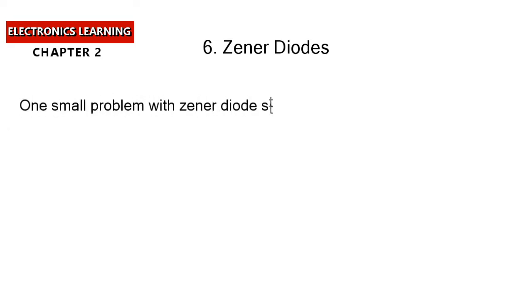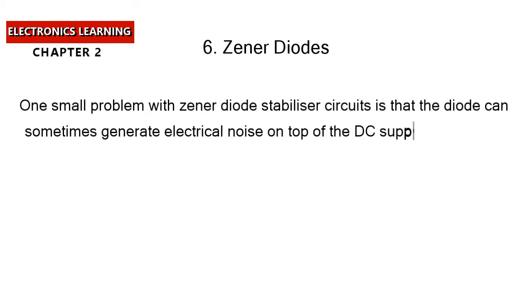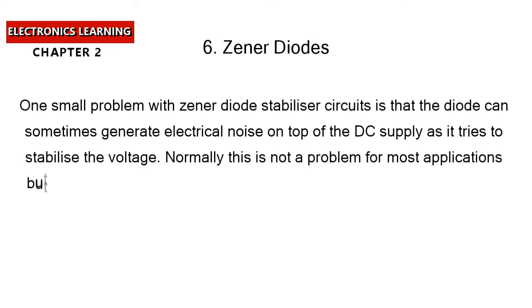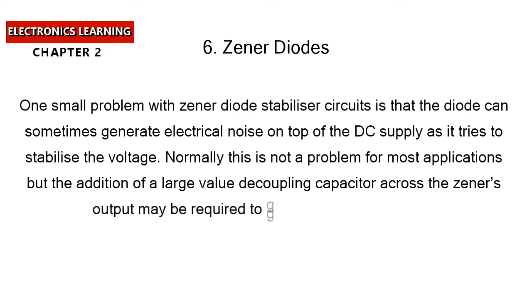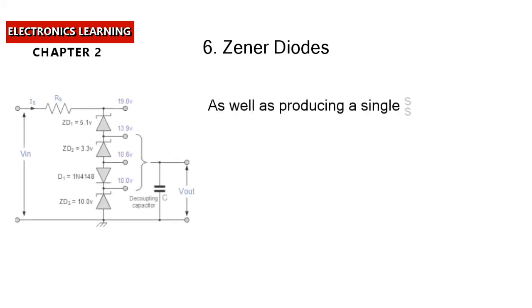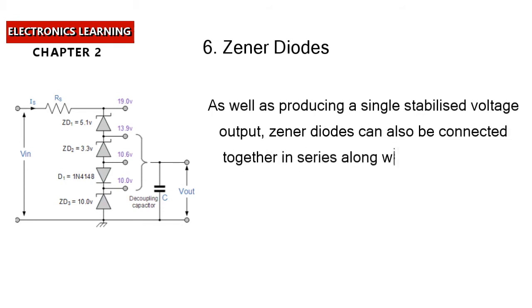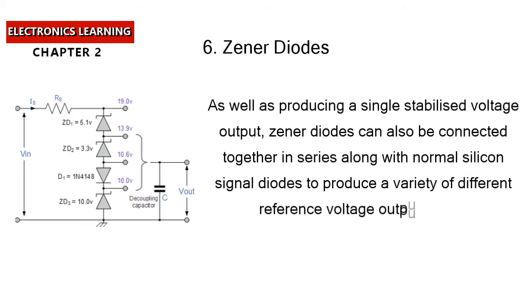One small problem with Zener diode stabilizer circuits is that the diode can sometimes generate electrical noise on top of the DC supply as it tries to stabilize the voltage. Normally this is not a problem for most applications, but the addition of a large value decoupling capacitor across the Zener's output may be required to give additional smoothing. As well as producing a single stabilized voltage output, Zener diodes can also be connected together in series along with normal silicon signal diodes to produce a variety of different reference voltage output values as shown.